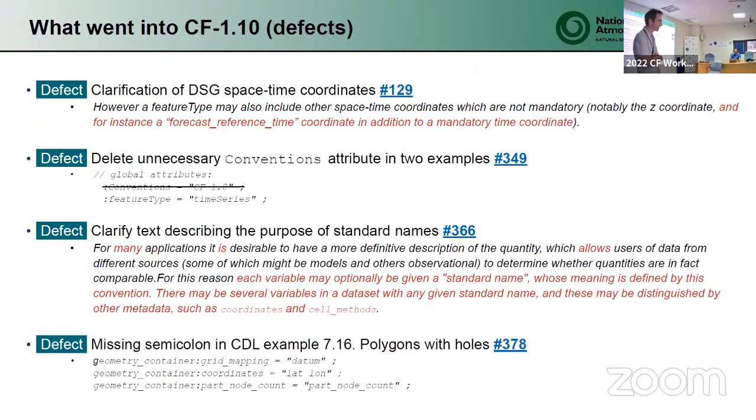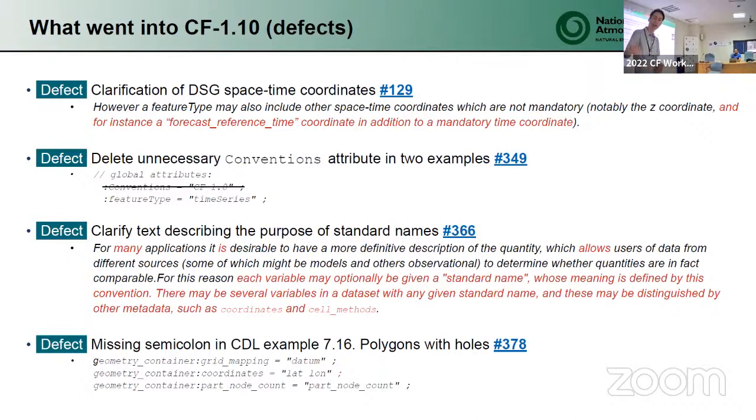So now we can look at the things that we call defects. And the first four, so there were 5 in all, are relatively small or straightforward. The first one was about just clarifying that when you have a discrete sampling geometry feature type, the extra spatiotemporal coordinates that you can have, which are optional, can also include an extra time axis coordinate as well as a spatial one. You can see the new text gives an example of a vertical coordinate and a temporal one. So just a minor clarification.